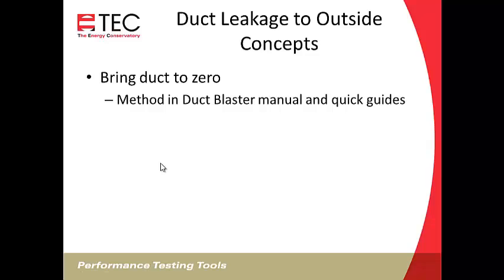So bringing the ducts to zero is the method that the Duct Blaster manual and quick guides talk about. It's the method that's talked about in the ResNet Chapter 8 standard. The reason we recommend that is because the duct pressure and the house pressure are going to be much more stable than an outdoor reference, especially if there's any amount of wind at all. So we're going to get a more stable reading.